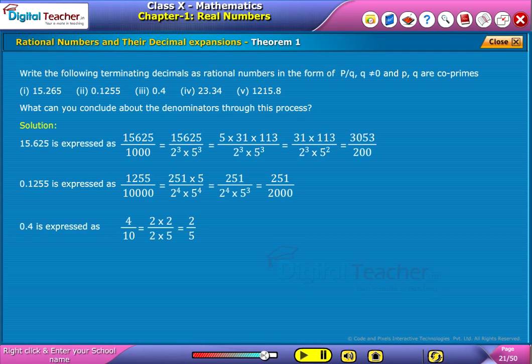We conclude that any rational number that has a decimal expansion which terminates is expressed as a rational number whose denominator is a power of 10, where 2 and 5 are the only prime factors of 10. Therefore, during simplification of a rational number, we observe that the number is in the form of p by q.